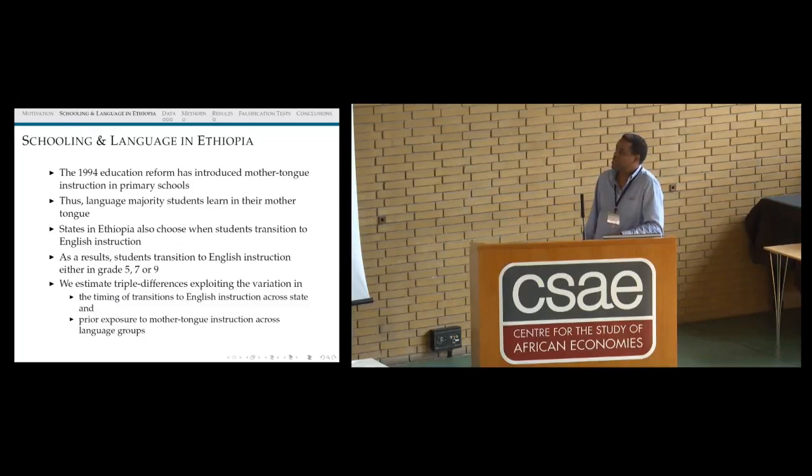The other thing that might be interesting to know is, because Ethiopia is so diverse, no matter how hard you try, you still find a reasonable number of kids who are still learning in a language different from their mother tongue. So again, in many states, language majority students are being instructed in their mother tongue, and language minority students are being instructed in a language different from their mother tongue. This is one variation that I am exploiting in the diff and diff. And the other discretion that Ethiopian states have is to choose the timing of the transition or switch to English instruction. This is still under the state's discretion. As a result, as you see here, some states transition to English instruction in grade 5, others in grade 7, and others in grade 9. So you see where I'm heading. This is also a very interesting variation that I used to estimate the diff and diff equation.